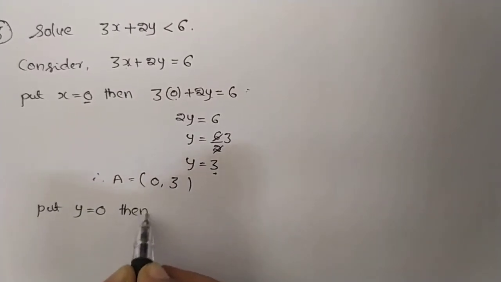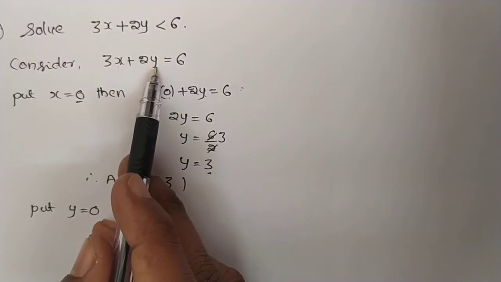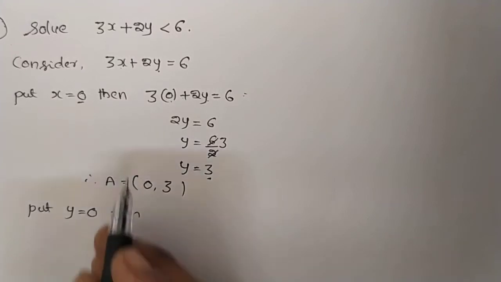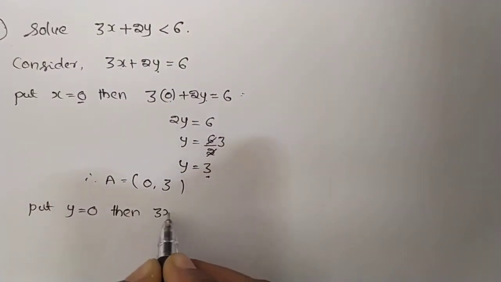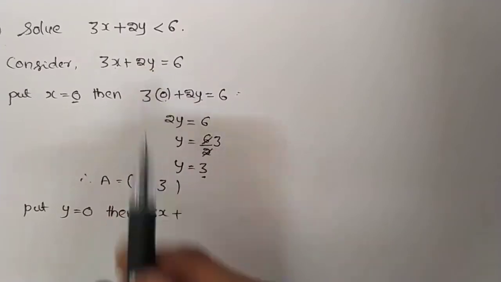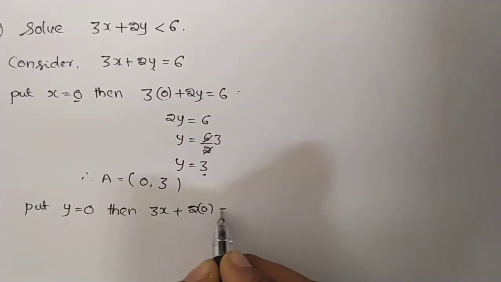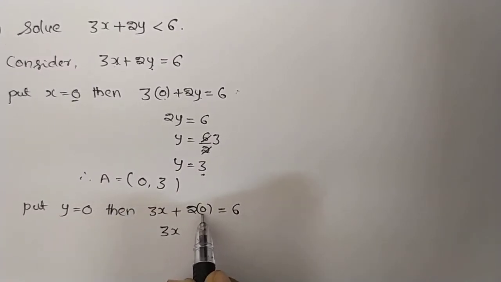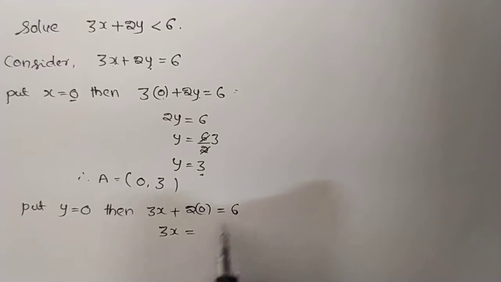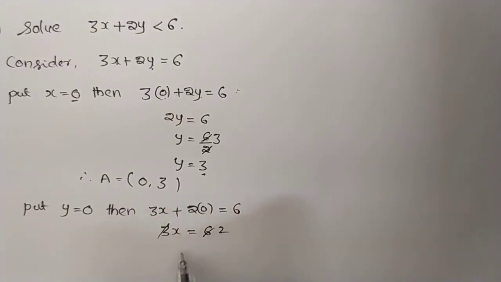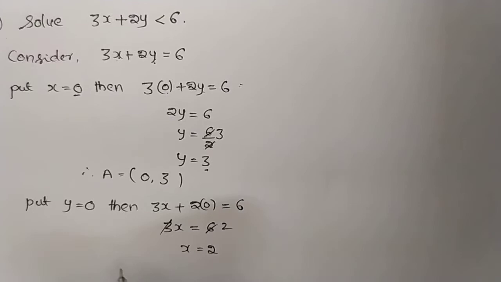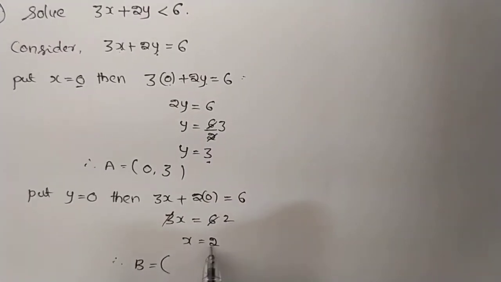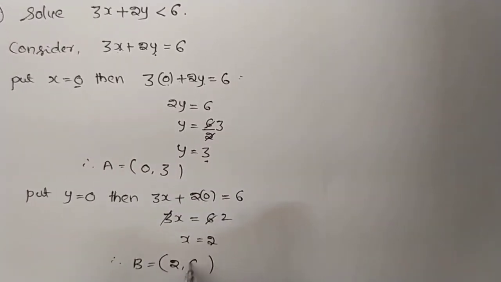Next, similarly, put y equals 0. In place of y, you just substitute 0. Then 3x plus 2 into 0 equals 6. 2 into 0 is 0, so 3x equals 6. Therefore, x equals 2. So B is (x, y), x value is 2, y value is 0.